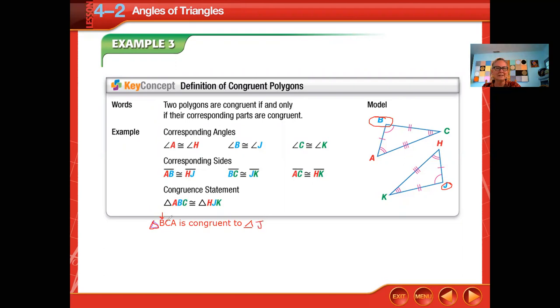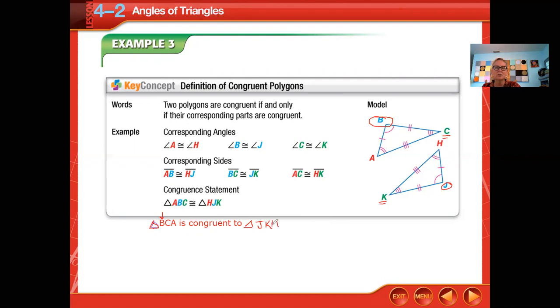And then what did I name second? I named the C second, and the C is green, and it has 3 arc marks, and it corresponds with K. That's what corresponds means. It's in the same spot, have the same measure. And then the last angle A, that has 2 arc marks, and this other triangle, it's H.